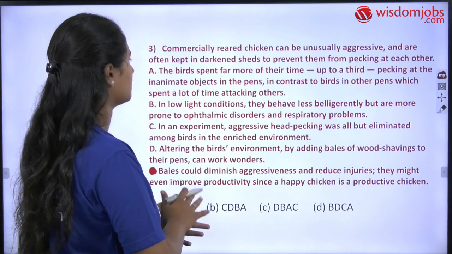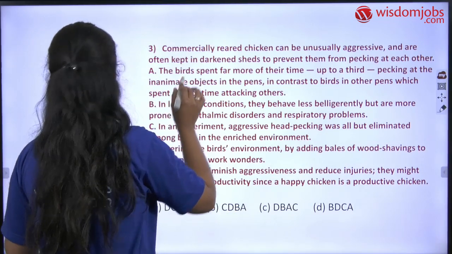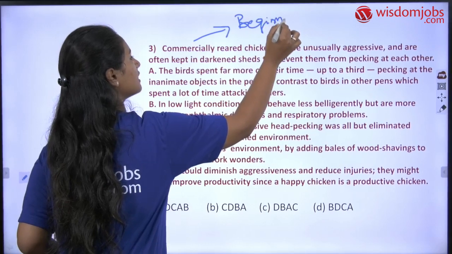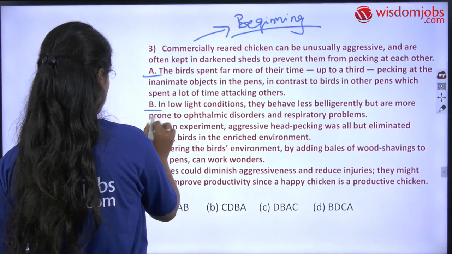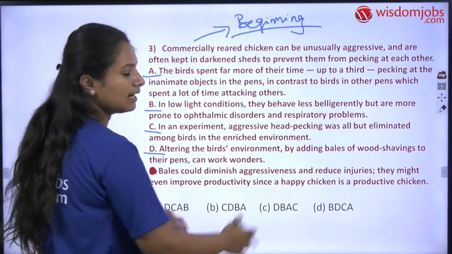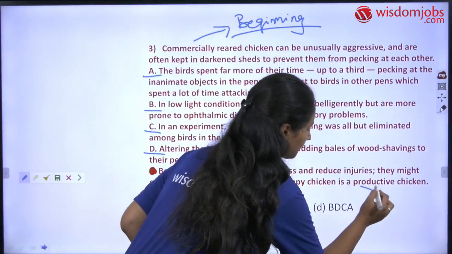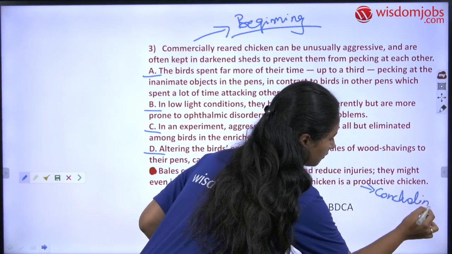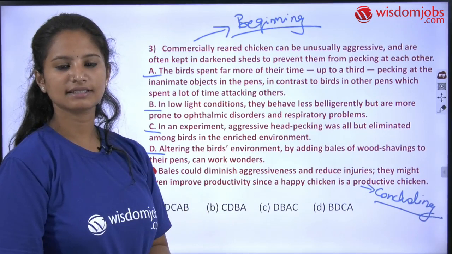Two sentences are already provided, where the first sentence is the beginning sentence, because they haven't asked you what to do with it. Four options are given, A, B, C and D. Again, a sentence is given which can be called your concluding sentence. So, beginning and concluding sentences are given.